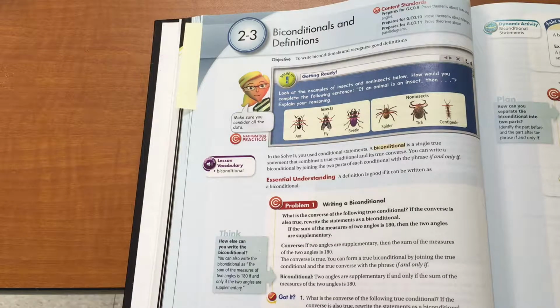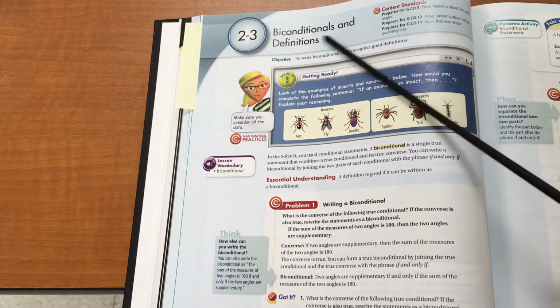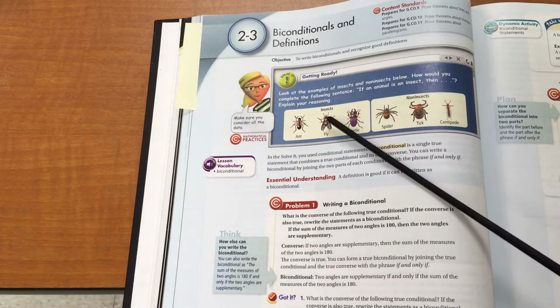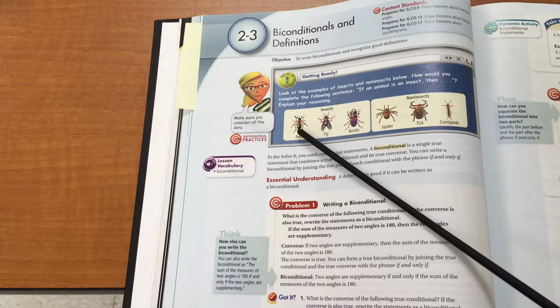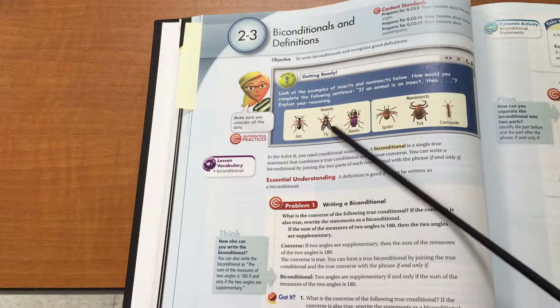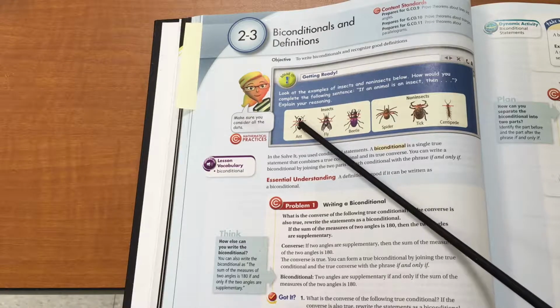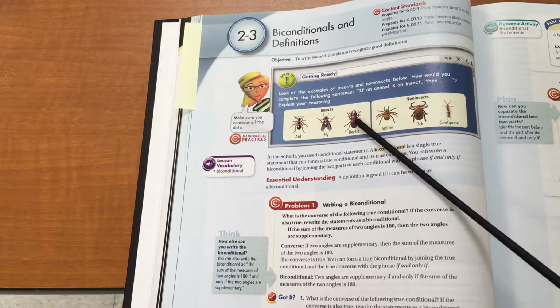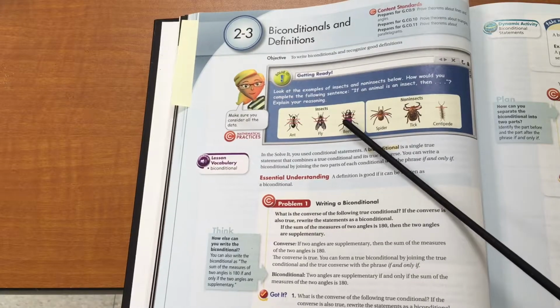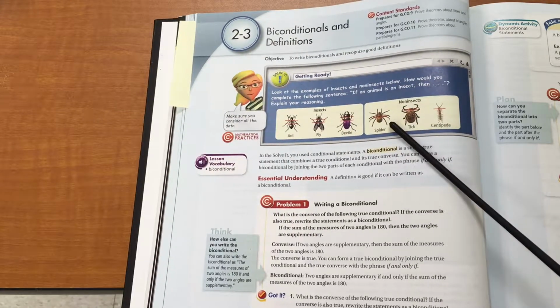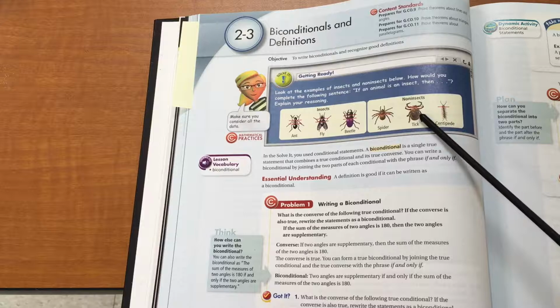Biconditionals and definitions. Biconditionals. So we're talking two. When you say bi, you're talking two of something. So in this, we're going to look at the examples. These are insects. Insects have 3 body parts and 6 legs. That's what their definition in science is. Where these are non-insects.